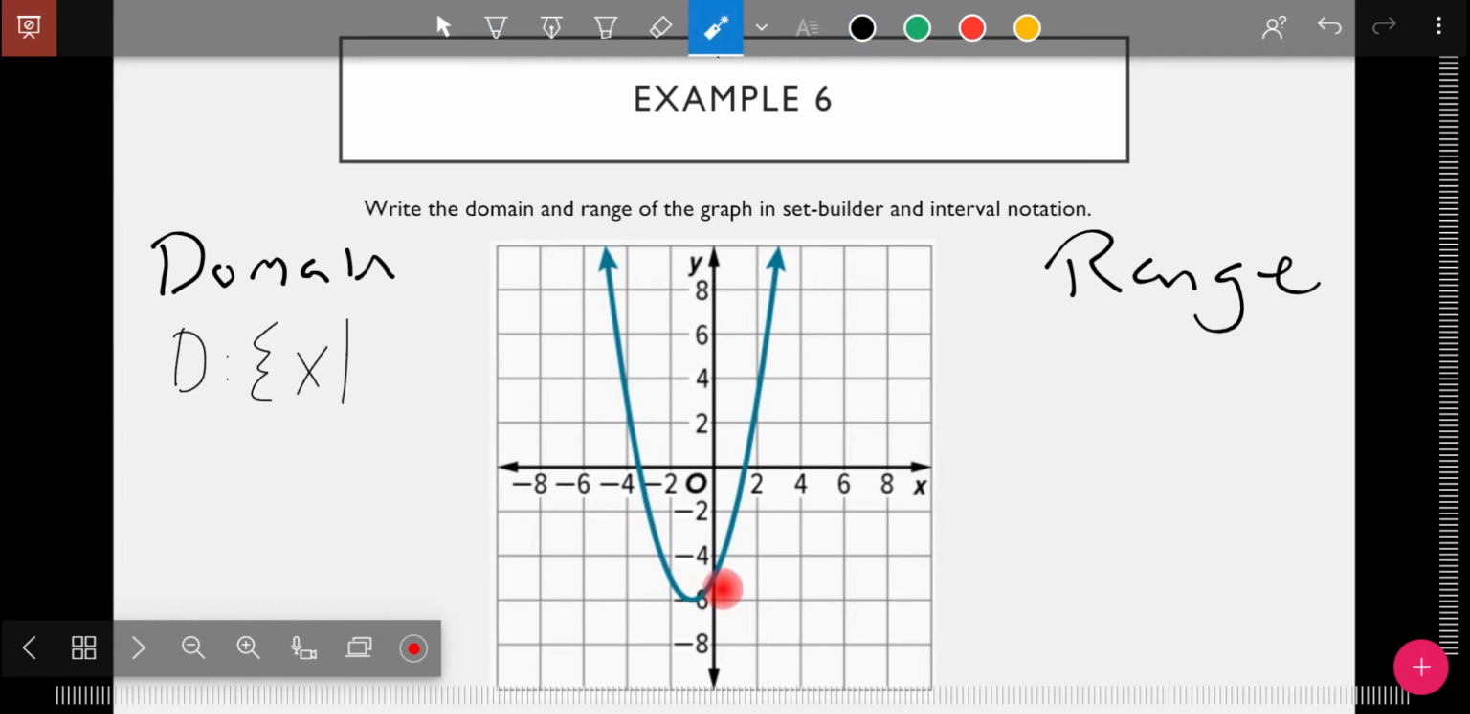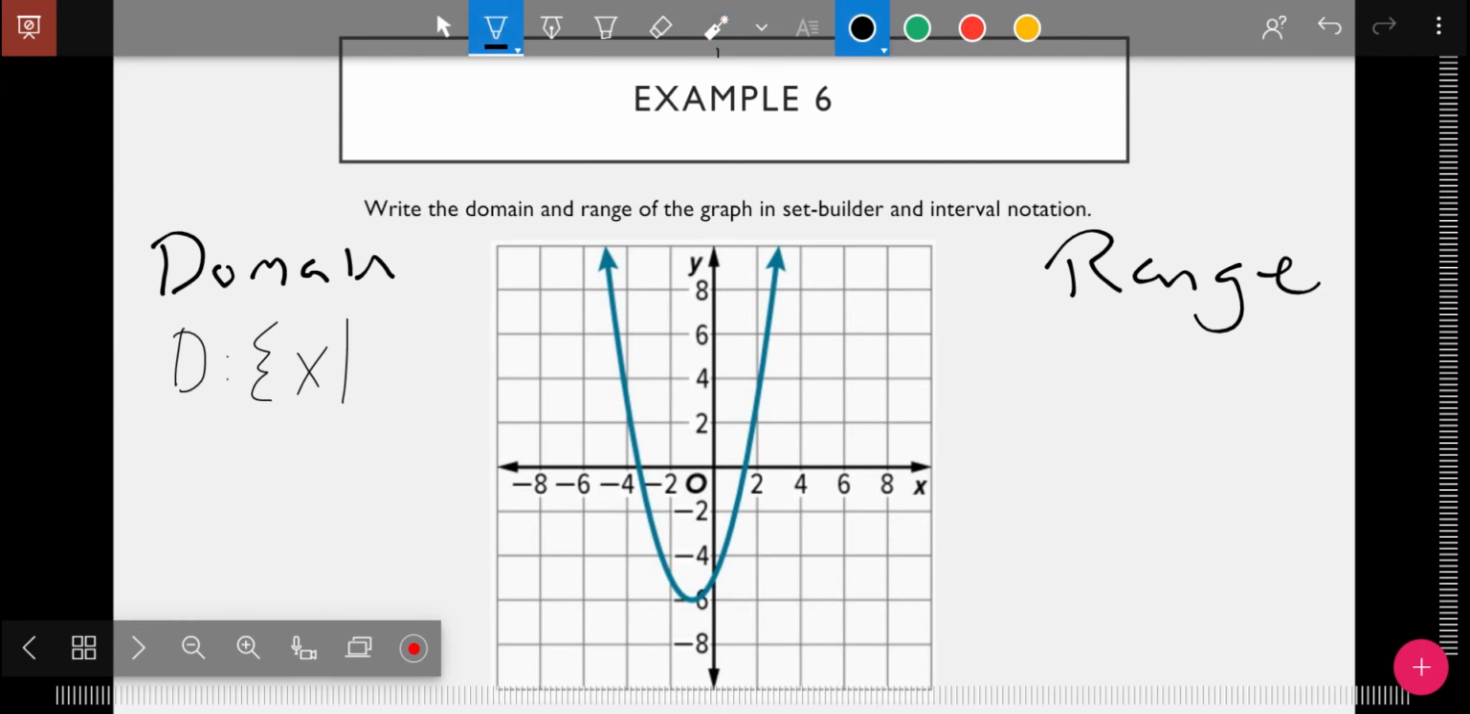As this goes up very fast, it's going to the right very slow, but it never stops going to the right. Same thing when I go to the left. It's going up faster than it's going left, but it never stops going left. It never stops going right. And so that would be the set of all reals.